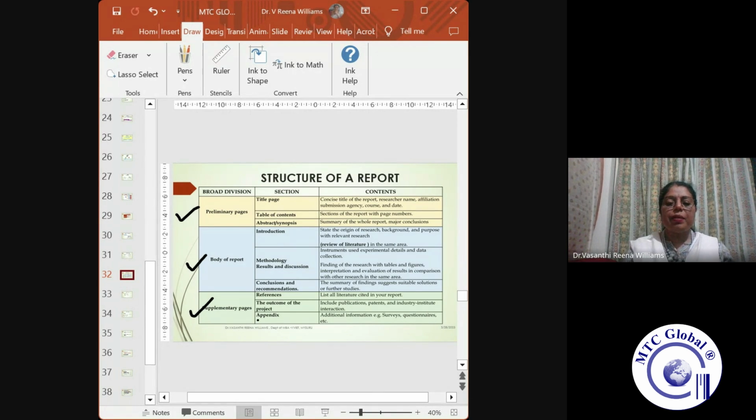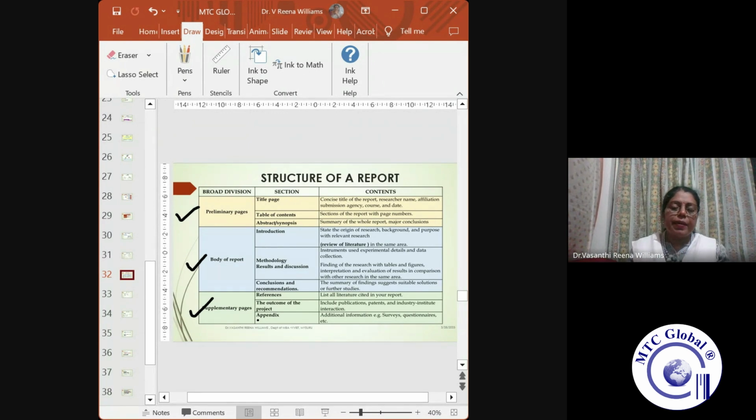And then the supplementary pages. The supplementary pages include the references or bibliography that you have referred, the details of the literature review that you have studied. Why do you give references? That is to acknowledge the authors whose study you have taken to understand something.